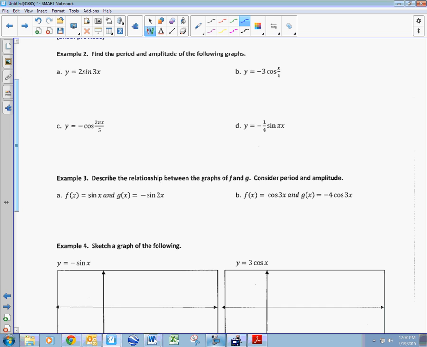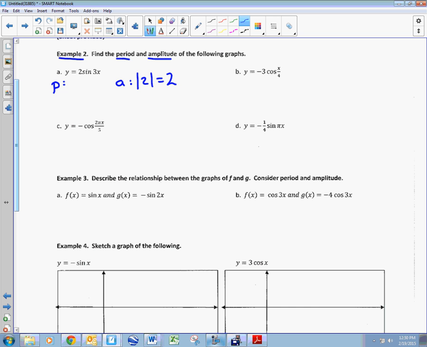You can find the period by looking at the graph. You can also find it by looking at the equation. In this example, we want to identify the period and the amplitude for the following graphs. So the period and the amplitude. What is the amplitude, if you remember from your notes before? Absolute value of 2, which is 2.